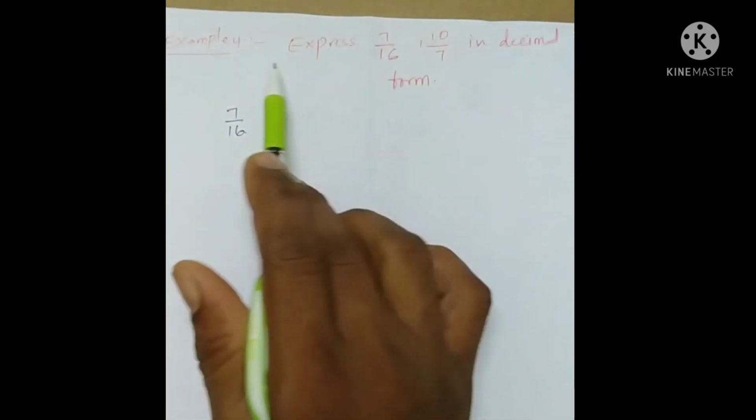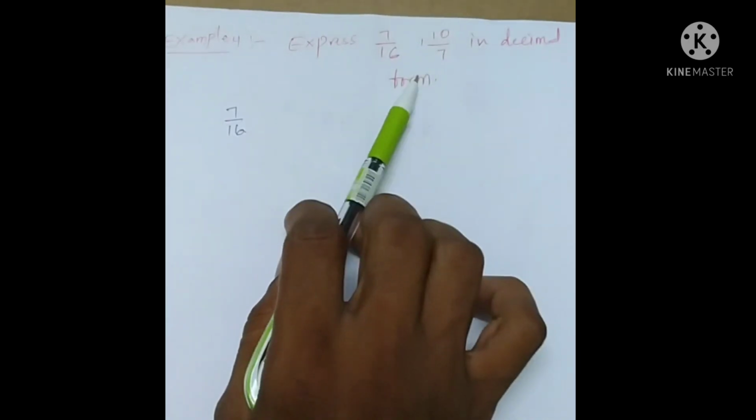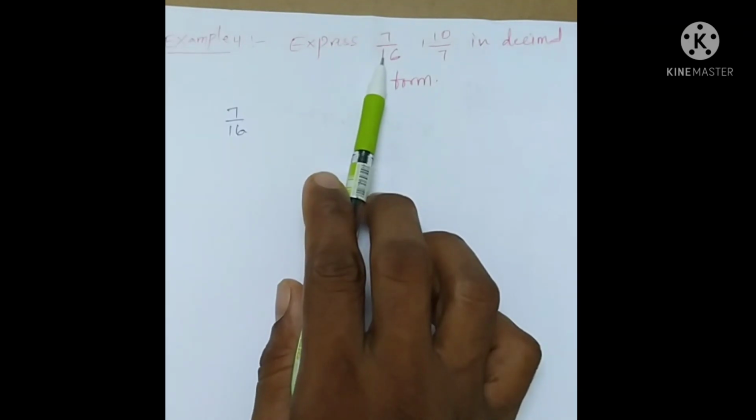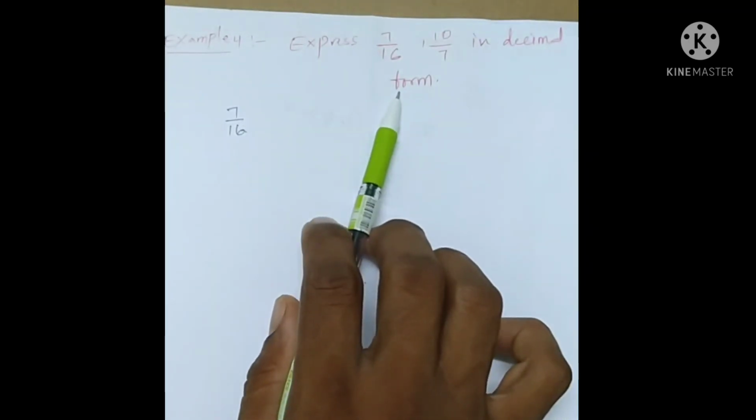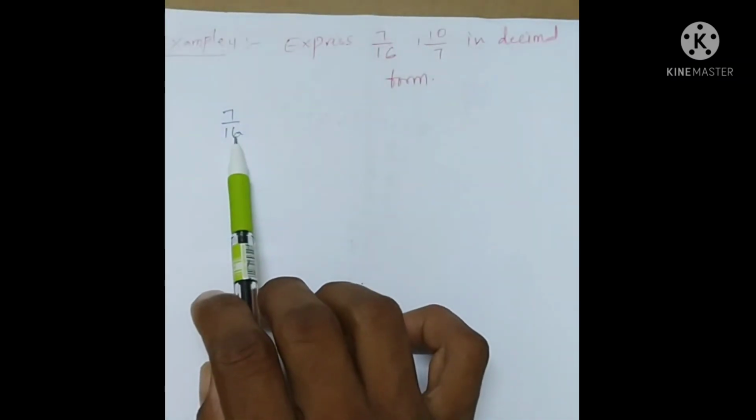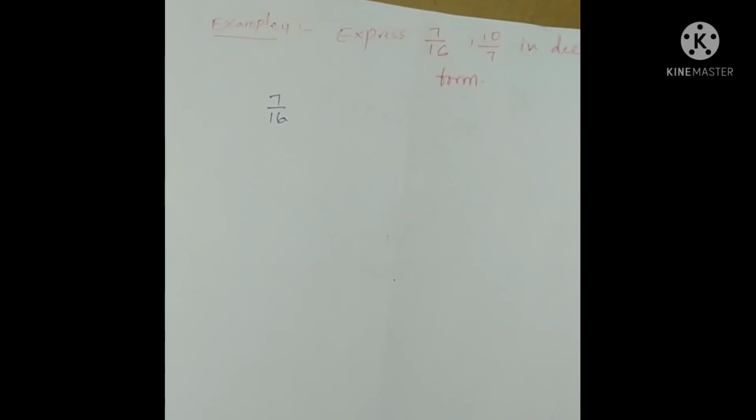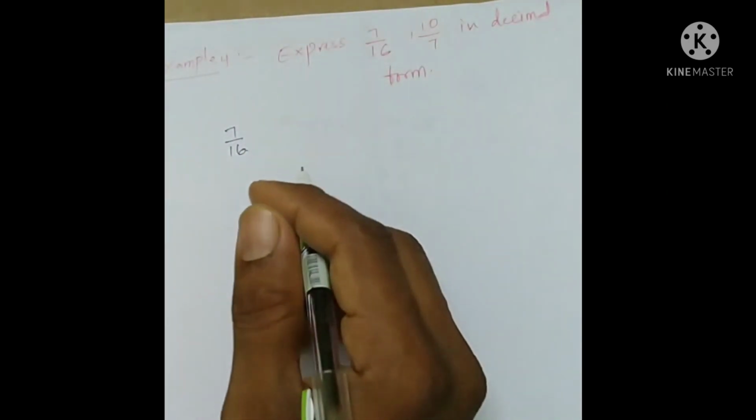Next our question, example 4. Express 7 by 16 and 10 by 7 in decimal form. First our question is 7 by 16. Express the given fraction in decimal form. So here 7 by 16, by using the long division method. We already know how to find the decimal form of a given fraction.